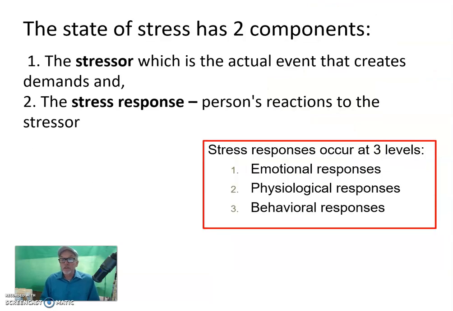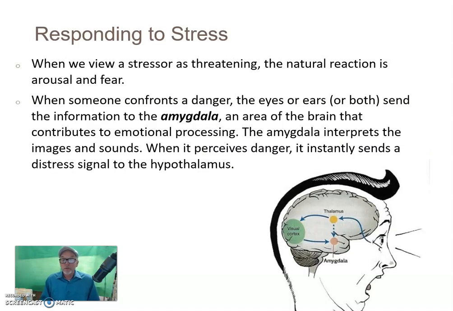The state of stress has two components. It's the stressor, which is the actual event that creates danger, threats, or the perception of such. And then the stress response, which is our reaction to the stressor. And the stress response usually occurs at three levels: emotionally, physiologically, and behaviorally. So when we view a stressor as threatening, the natural reaction is arousal and fear. That's a fundamental biological process that helps in our survival.